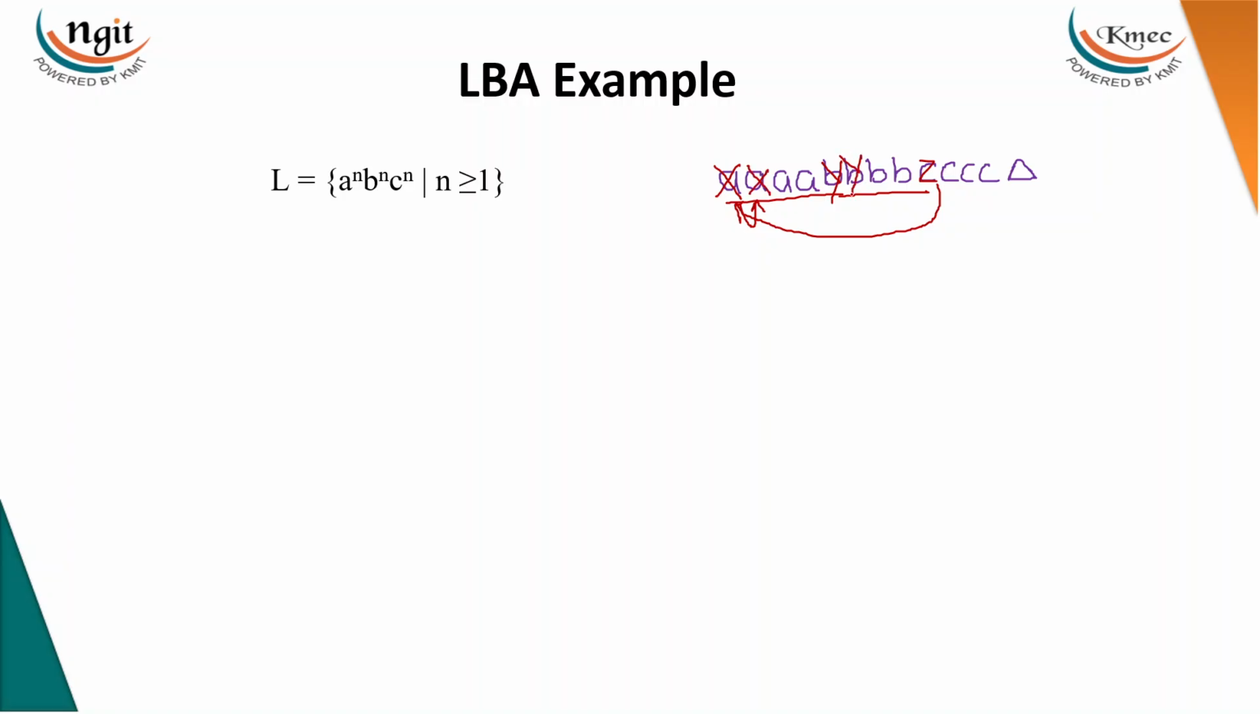If it is B, change it to Y, search for the C. If it is C, change it to Z and search for the X. Why are you searching for the X? After the X, we are going to find the next A to be considered.